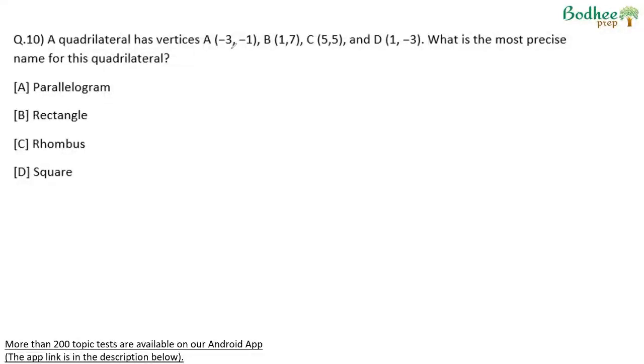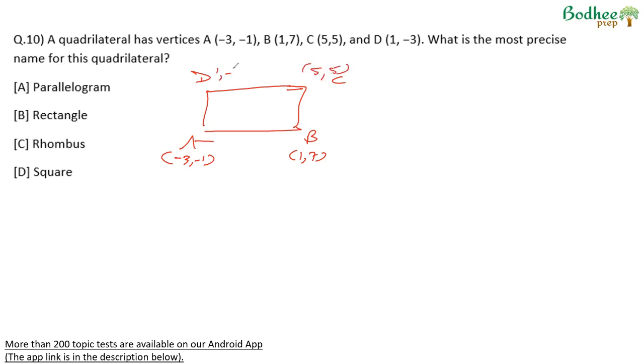A quadrilateral has vertices -3, -1, 1, 7, 5, 5, 1, -3. What is the most precise name for the quadrilateral? I'm just drawing the quadrilateral. Let us see whether we get any relationship A, B, C, D. This is -3, -1. This is 1, 7, 5, 5, 1, -3.